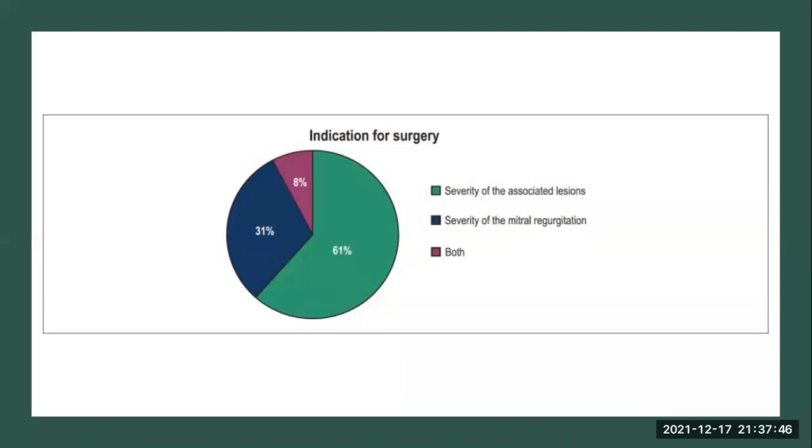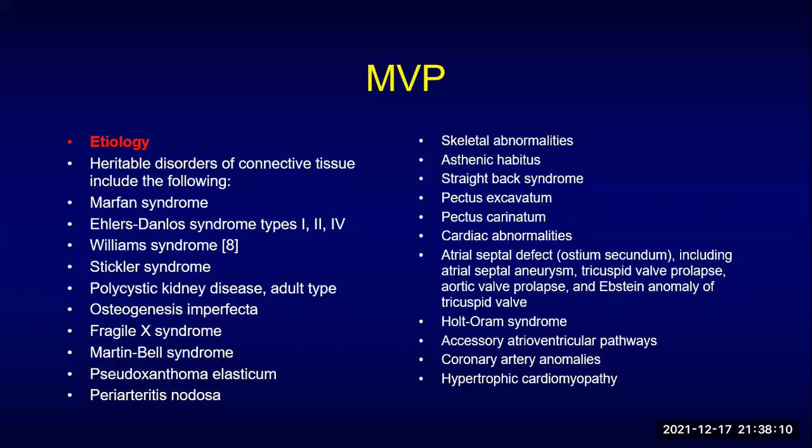And the indication for surgery in case of cleft is mostly when we have severity of associated lesions. The severity of the associated lesions with cleft will give us an idea to go for surgery or not, okay? Of course, the severity of the mitral regurgitation will come in second place, okay?